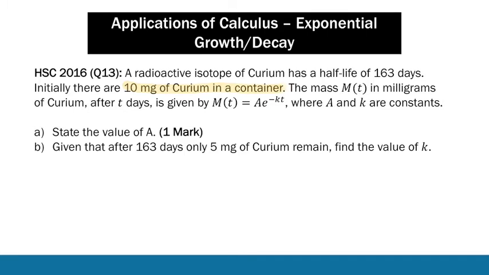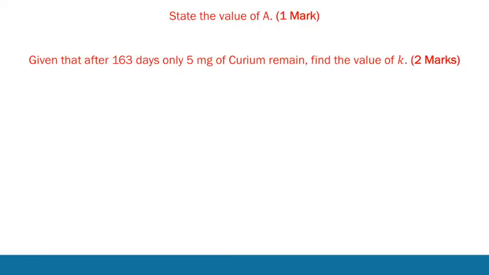We start with 10 milligrams. We of course are given the equation. And we know that it has a half-life of 163 days. That'll come into it later as well. So our first job is to simply state the value of A. Now notice that it does say state, which just means you can say it. And this is obvious because it's also only worth a mark. When you see this, you don't expect any working, you don't want to do any working, you should just be able to state the value.